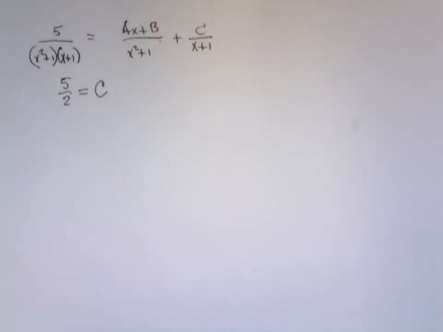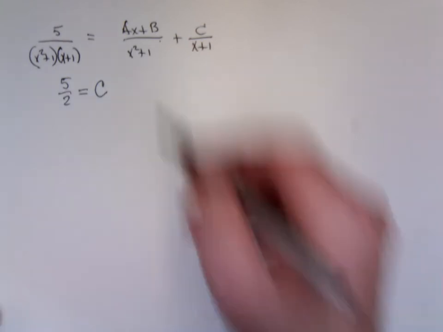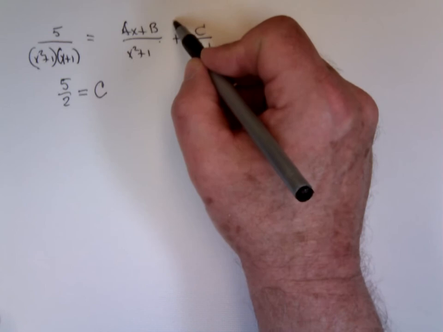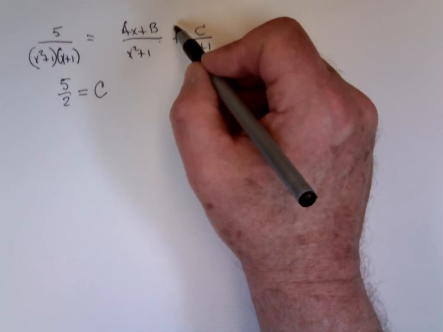Wait, why do we just disregard the ax plus b? Because it gets multiplied by x plus 1, and then you let x equal negative 1, which causes this whole thing to be multiplied by 0.